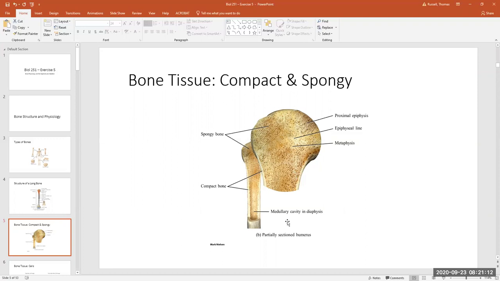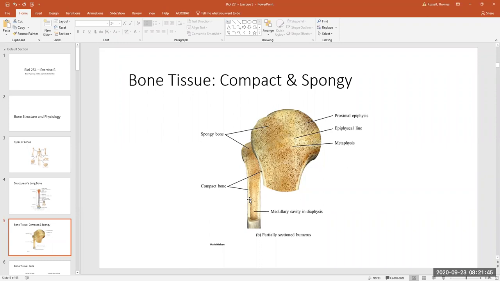So just to let you know, compact bone, which you see the little pointers here, compact bone forms the diaphysis of all long bones. It forms the outer plates of all flat bones. And it is the bone tissue that covers the outside of every bone in your body. So if you were handling a real bone and you're touching it, you would first be touching compact bone.